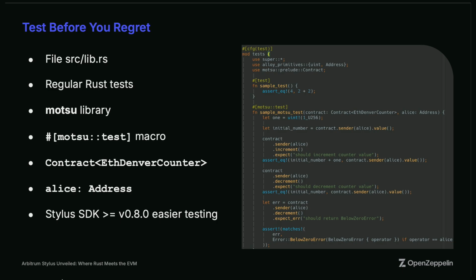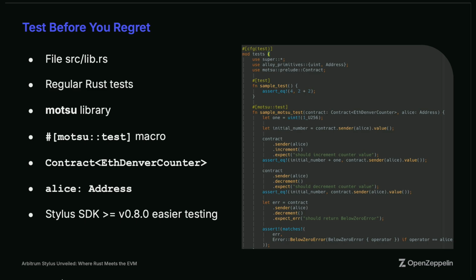To write a Motsu test, a Stylus unit test, we need to use just the Motsu test macro and provide information: which contract are we going to test, and also the list of the addresses that we're going to use in our test scenario. And as you can see in our code snippet, we can execute any of our smart contract functions on behalf of a specified address.